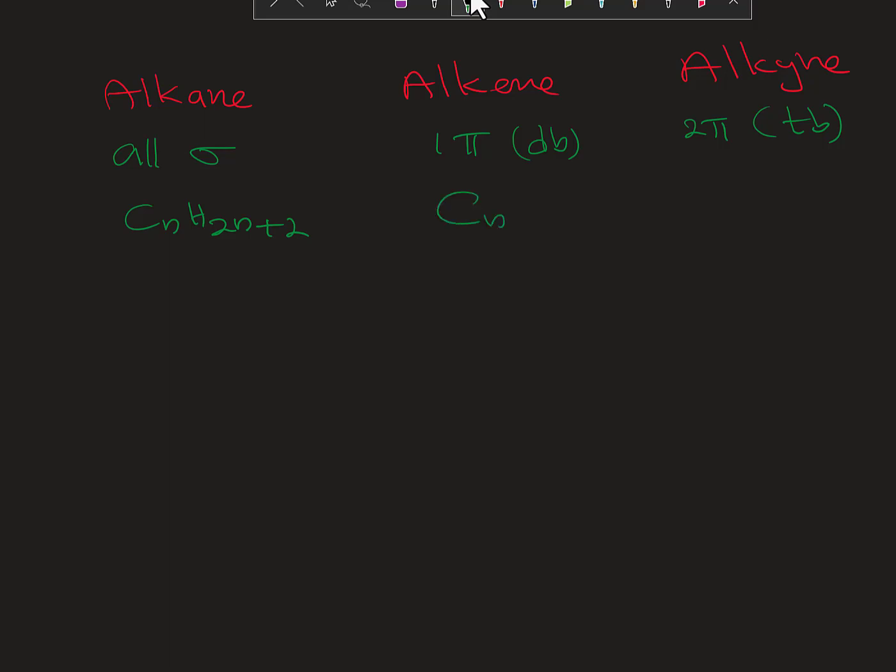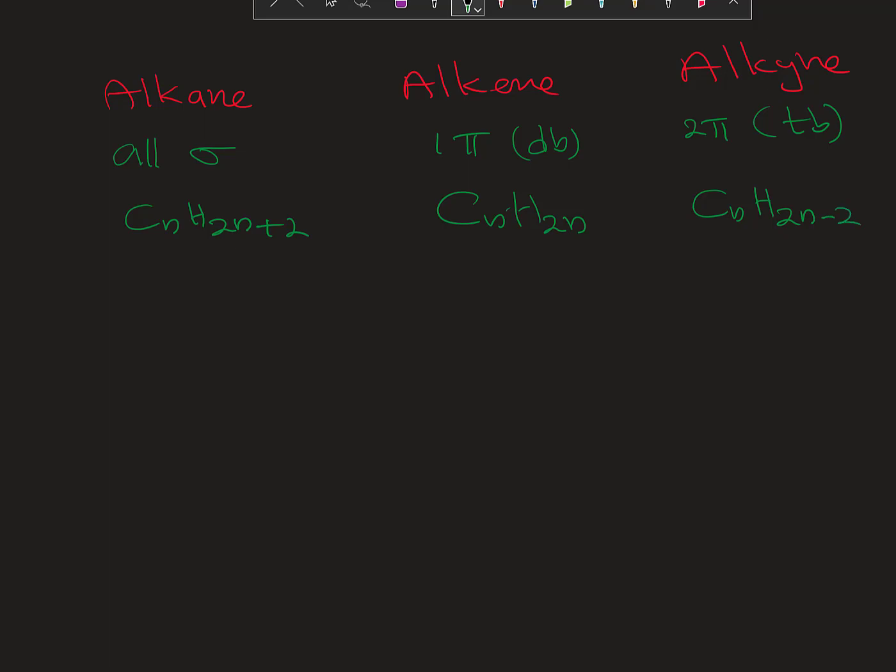The generic formula is CnH2n+2 for alkane. For alkene, you drop the plus 2. So what you have is CnH2n. So pretty easy. You memorize the alkane generic formula, right? And then drop the plus 2 in the hydrogens, CnH2n. Got it? Okay. Now, for alkyne, you just write CnH2n-2.